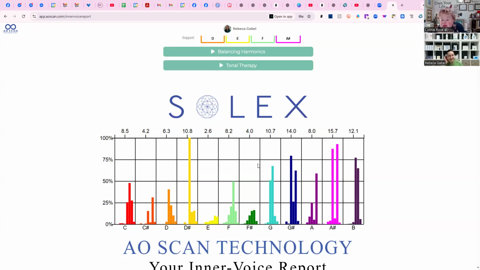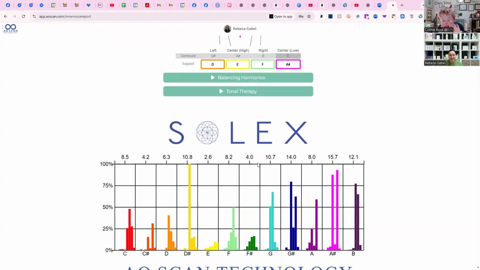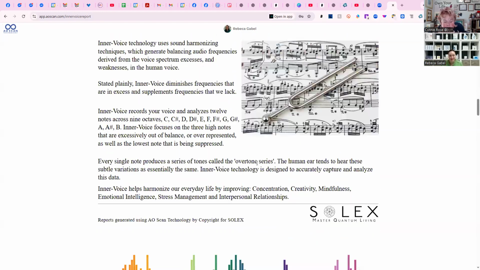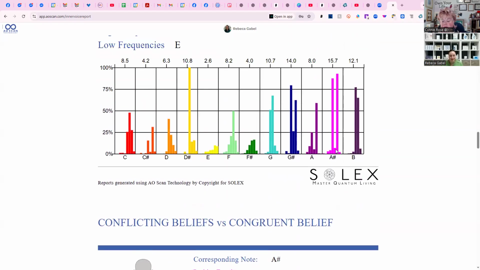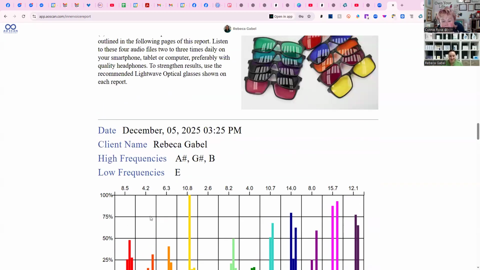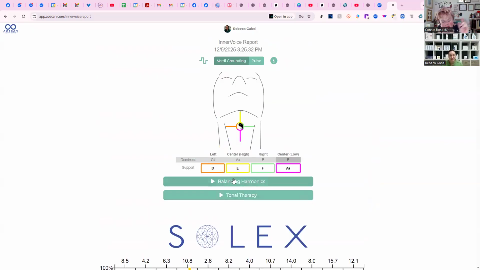So when we're going over the report in a minute, I'll do that at the end, you're going to see different zones. Let me just scroll down real quick to show you the top of one. Conflicting beliefs versus congruent beliefs. Well, because some of the lines are higher and some of them are lower, it's not saying it's one or the other. You're out of balance in both places, right? So I always make sure people know that too. So it is as simple as opening the link, hitting the play button, and just listening. Put your headphones on.